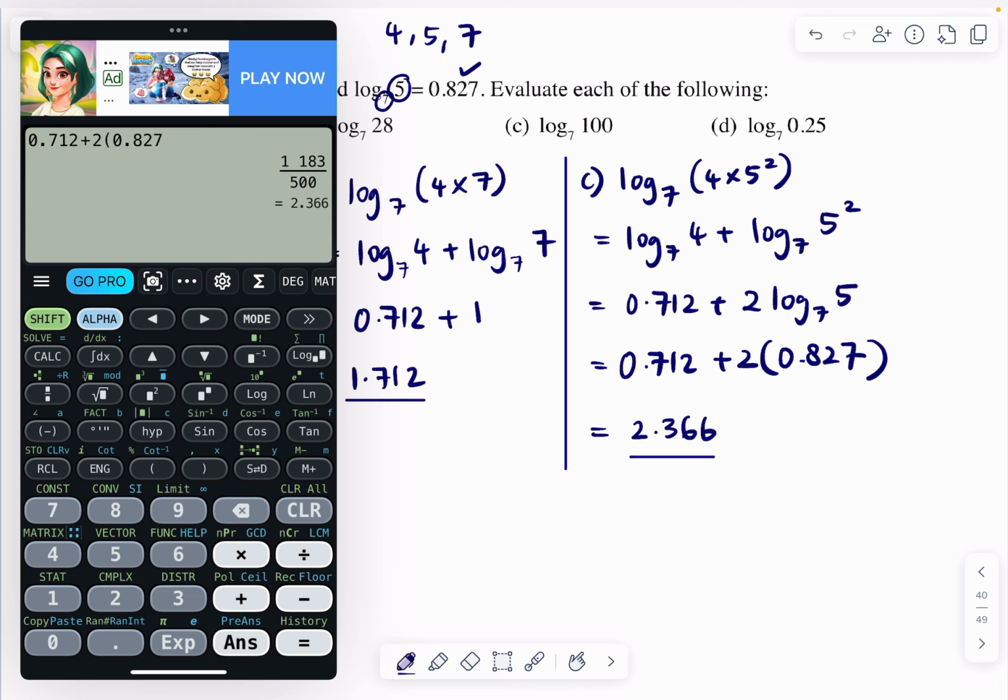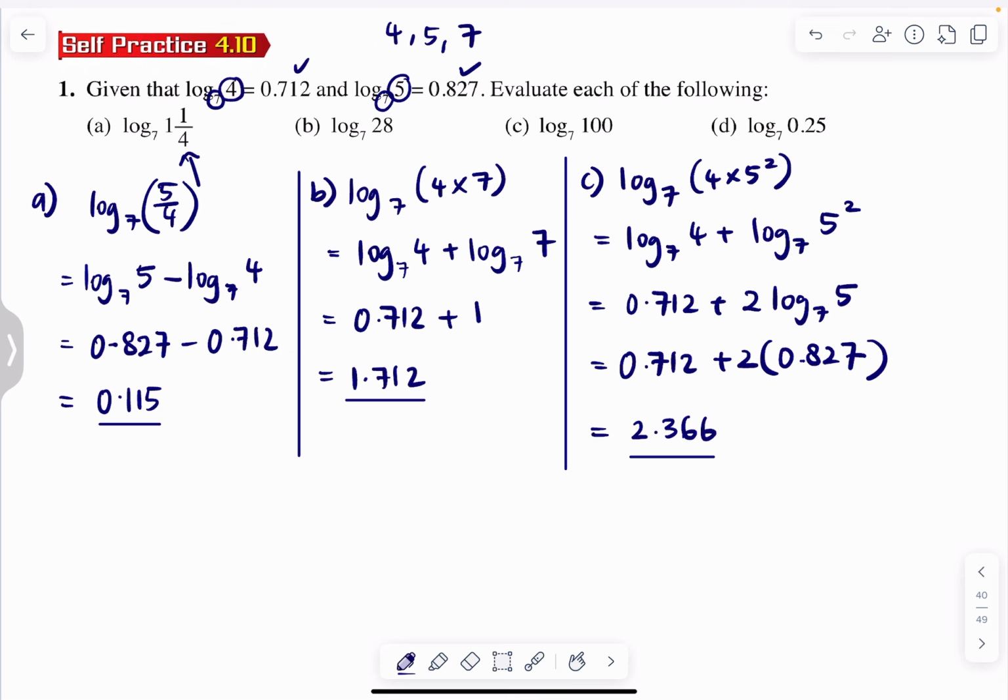Okay, if you want to check your answer, you can just use your calculator. Log 7, 100. 2.366. Okay. Right. Lastly, we have D.